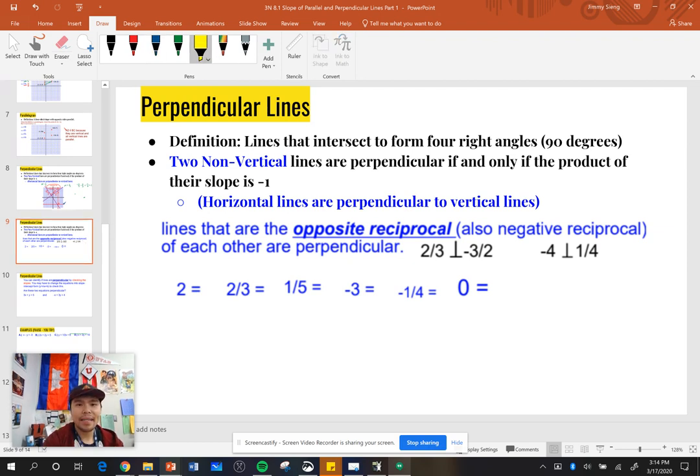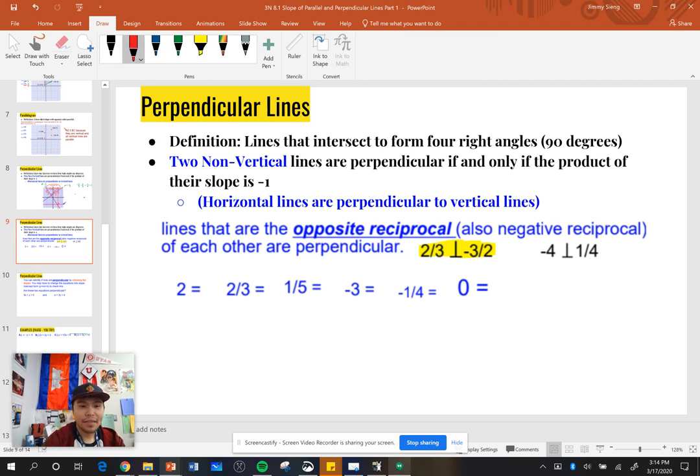An example of that, I'm going to highlight that, is 2 over 3. That's perpendicular to the opposite, which is negative, and then the reciprocal is 3 over 2, right? So negative 3 over 2. Same thing with negative 4. The opposite of a negative is a positive, and then that's 4 over 1. So then the opposite reciprocal of that would be 1 over 4, okay?